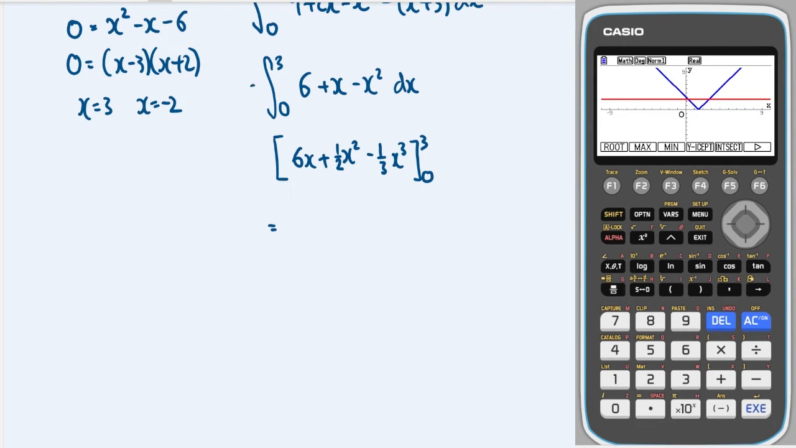Okay, substituting in 3 is going to give me 18. It's going to give me 9 over 2. And it's going to give me 27 divided by 3, which is 9, so minus 9. And then when I sub in 0, I'm just going to get 0. So this is going to be 9 plus 9 over 2, which is 13.5, as required.